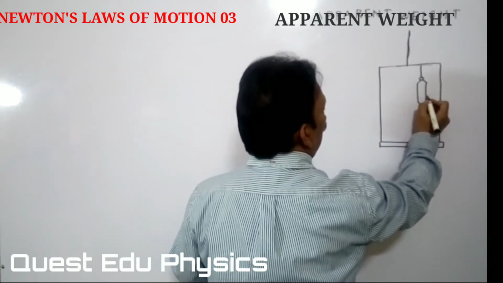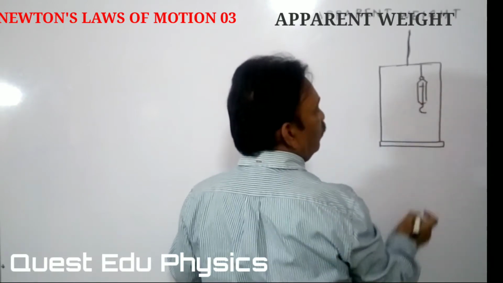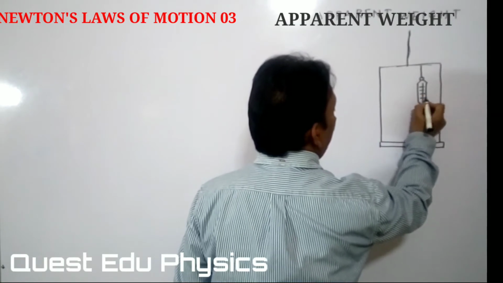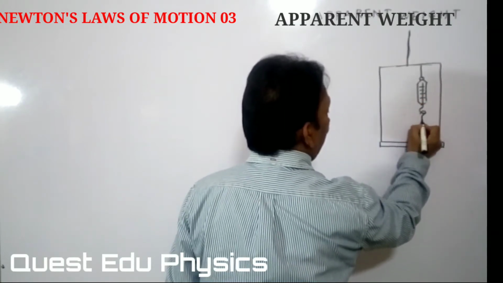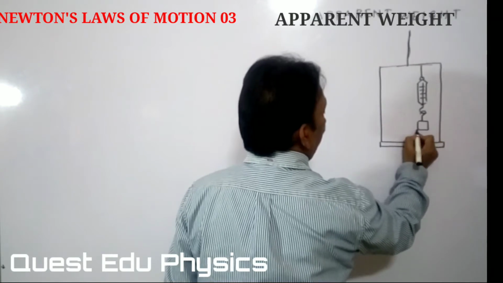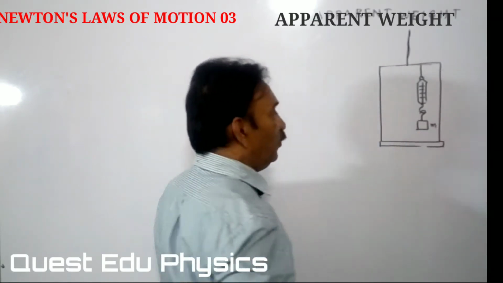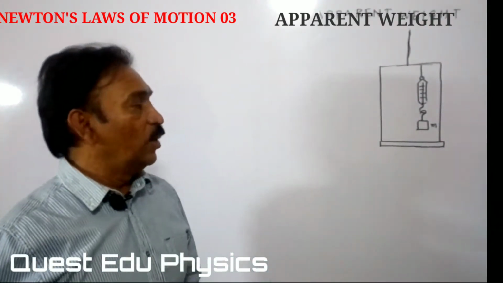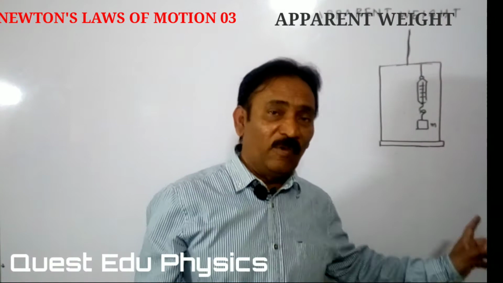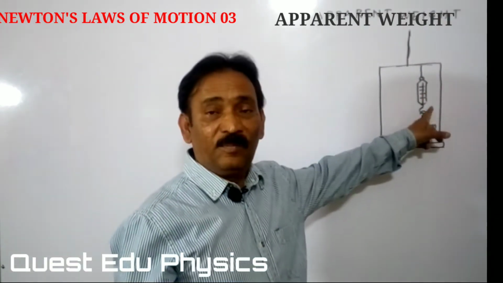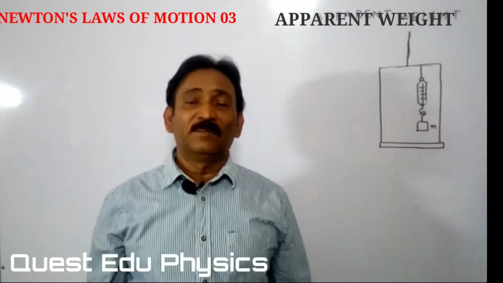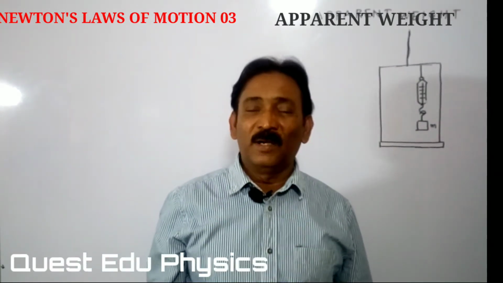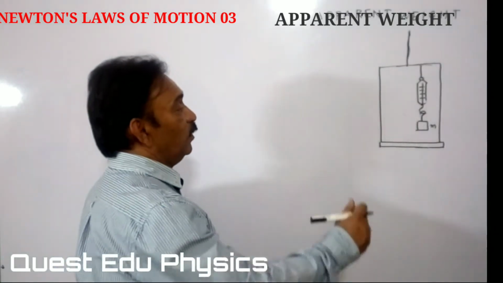In this way it is engraved. That means it has readings on it, and I hung some weight. It has a mass of m. It is a situation, students. What we are doing is trying to find out the weight measured by the spring balance. With the help of that, we will find the apparent weight.